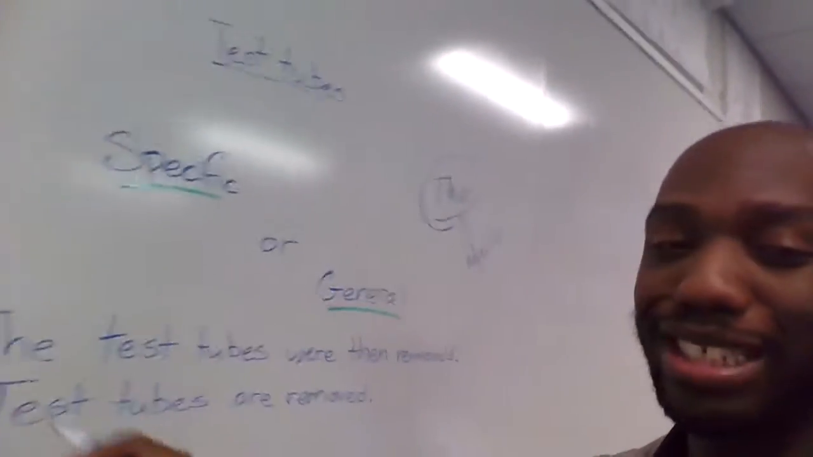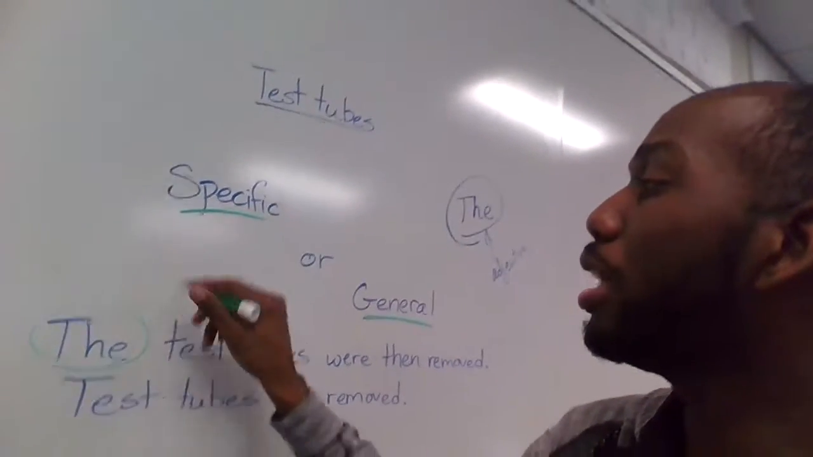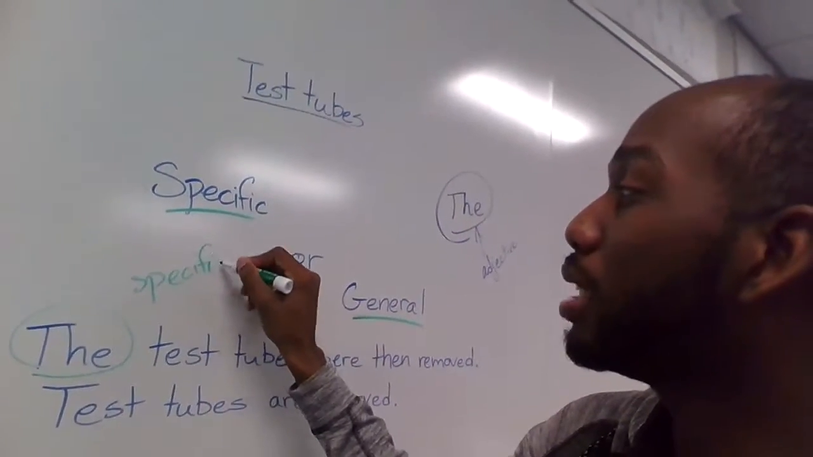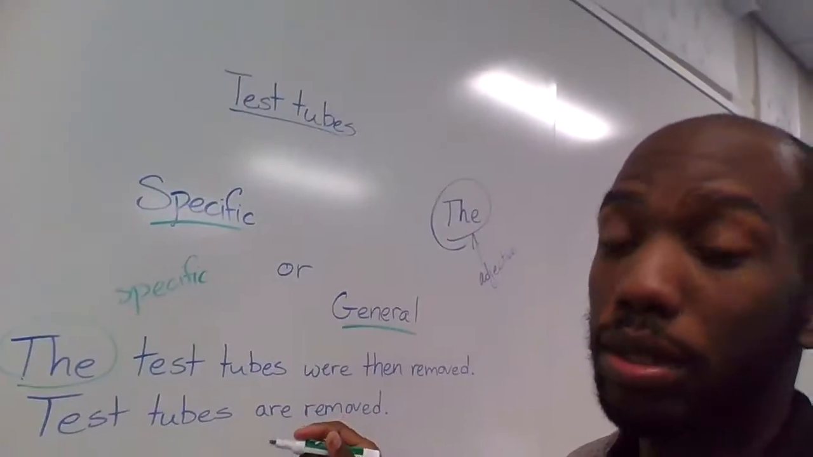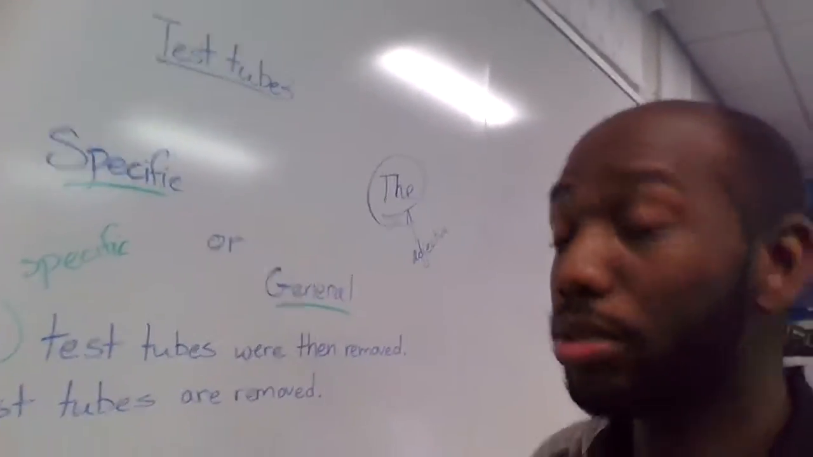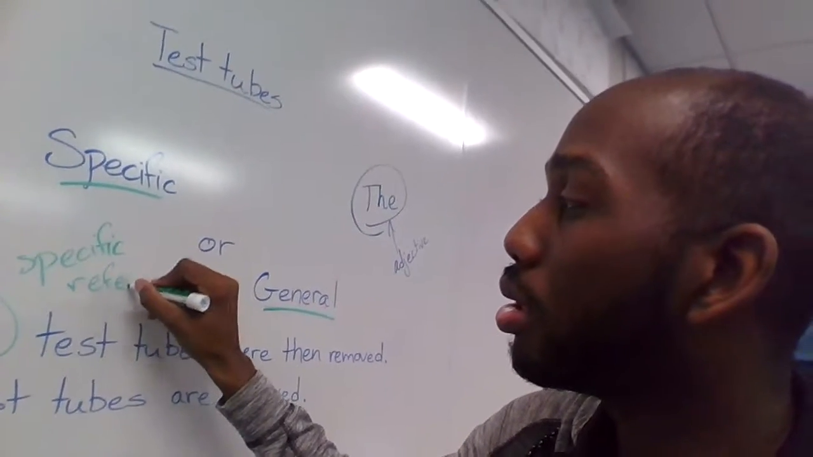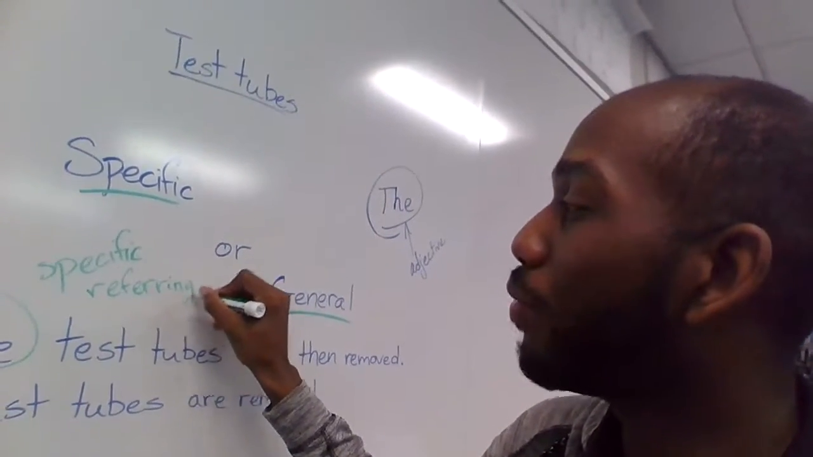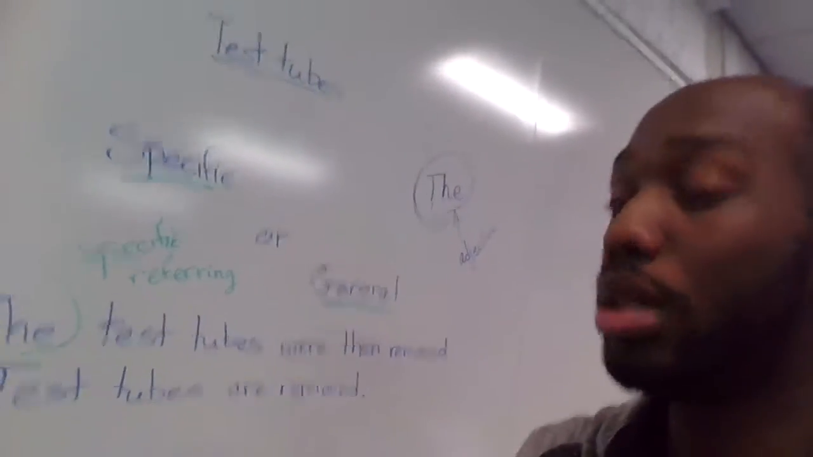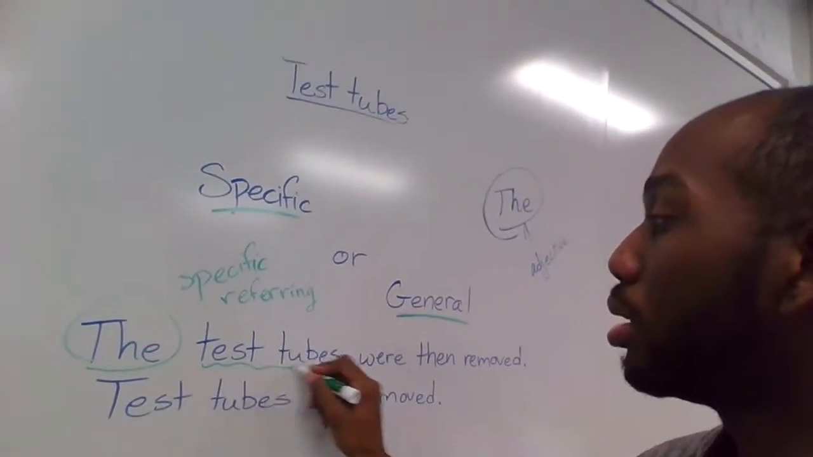So in this first sentence we have "the test tubes were then removed." Okay. So we're using the word "the" to be very specific. We're talking about a specific set of test tubes. Perhaps I mentioned using test tubes earlier in my sentence or earlier in my document, and so now I'm referring back to those. So it's a reference back to what you've already mentioned. The test tubes were then removed. Okay, so we're being specific. We're talking about particular test tubes.